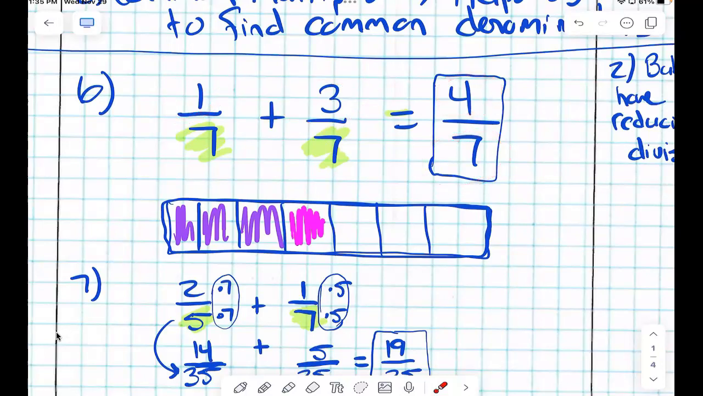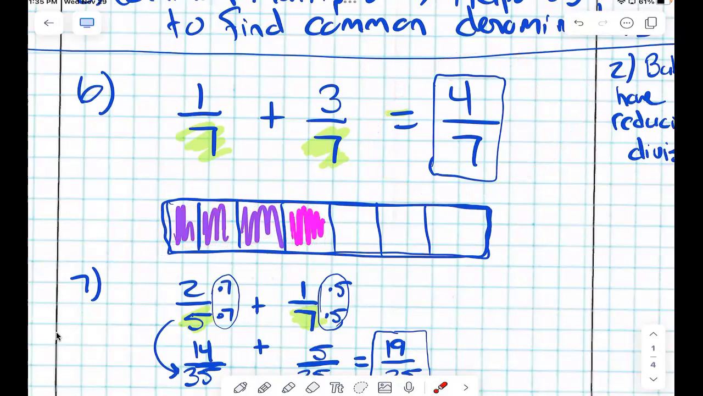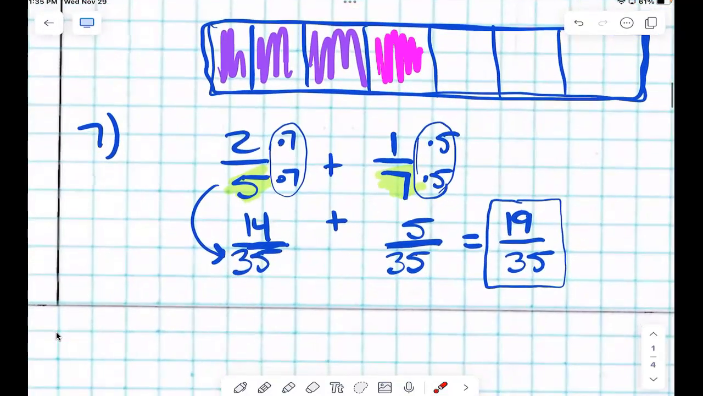Yes. 1/7 of a candy bar would be like this much, right? Yes. 3/7 of a candy bar would be 1, 2, 3, that much, right? Yes. Altogether, 4/7 of a candy bar would be 1, 2, 3, 4. Yes. Would that picture be helpful? Yes. Probably.